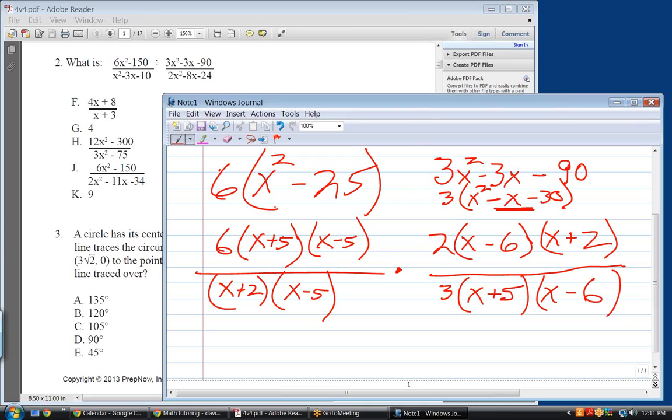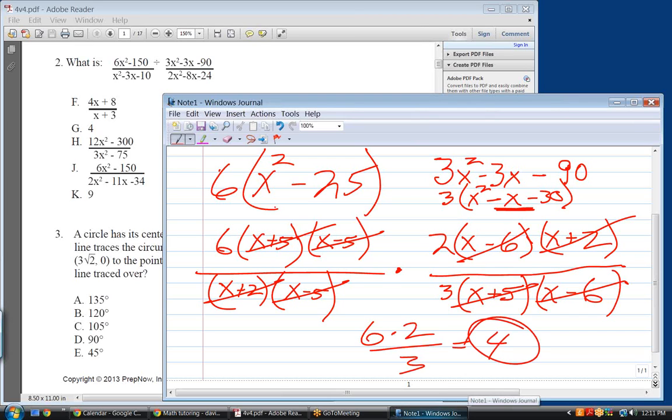Now, when I said it's going to end quickly, here's why. That x minus 5 cancels with that. That x minus 6 cancels with that. That x plus 5 cancels with that. That x plus 2 cancels with that. And the only thing we're left with is 6 times 2 divided by 3, which is 4.